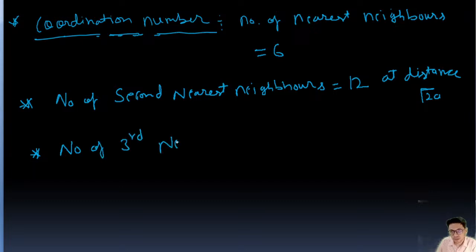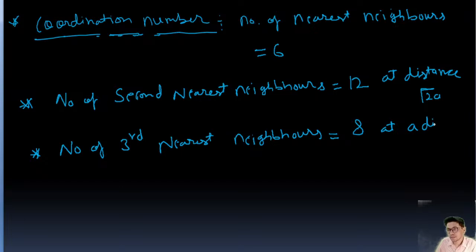Next is the number of third nearest neighbors, and that is 8, at a distance of root 3a. So these are the coordination number, or the number of first nearest neighbors, number of second nearest neighbors, and the number of atoms that are third nearest neighbors.